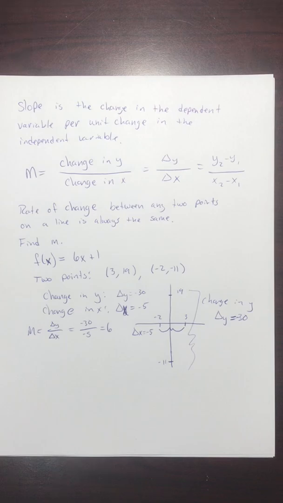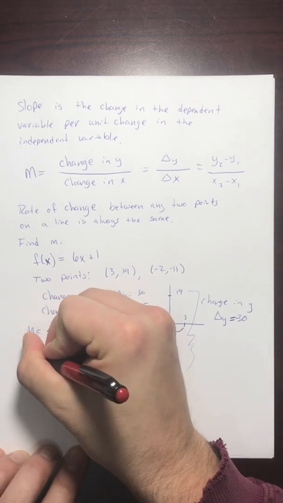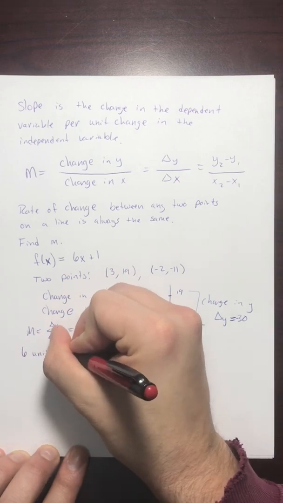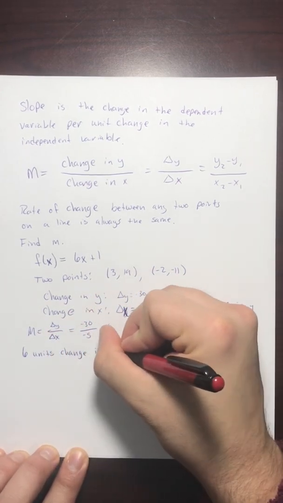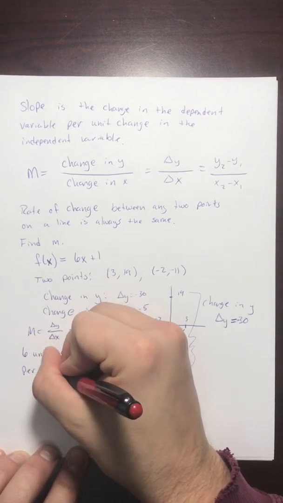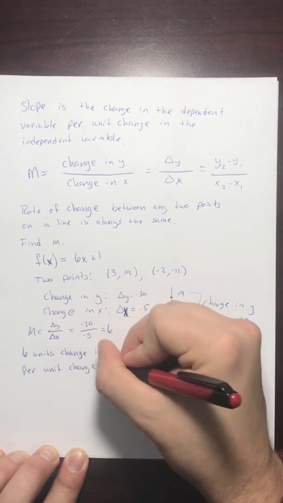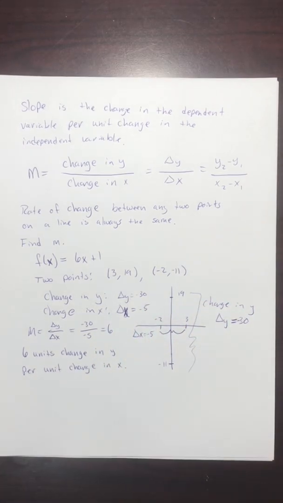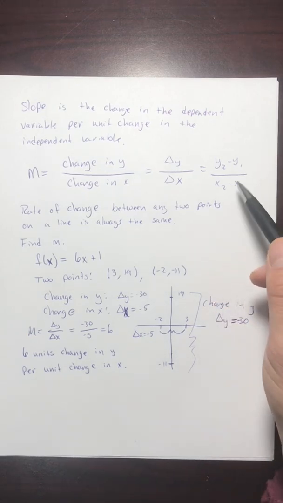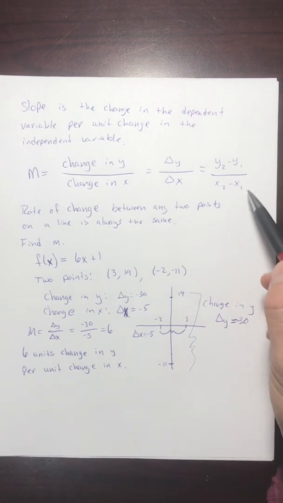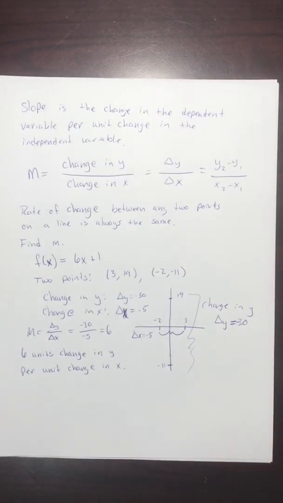Y depends on x, so if we can understand rate of change, how much does y change per unit change in x? Well, what this says is six units change in y per unit change in x, and that's rate of change. You can use the slope formula and simply just plug it in, but I wanted to display where this stuff came from.